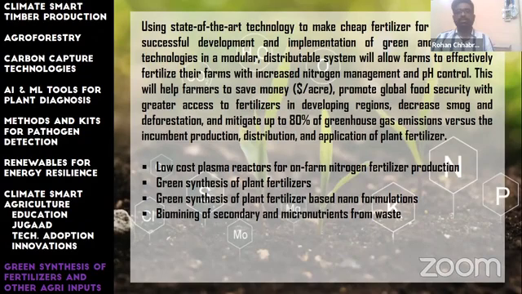So these are a few of the techniques, I would say novel techniques, that is low cost plasma reactors for on-farm nitrogen fertilizer production. Then there is green synthesis of plant fertilizers based on nano formulations, and biomining of secondary and micronutrients from waste. So all these technologies are highly energy efficient and could pave the way for a sustainable and ecological future.